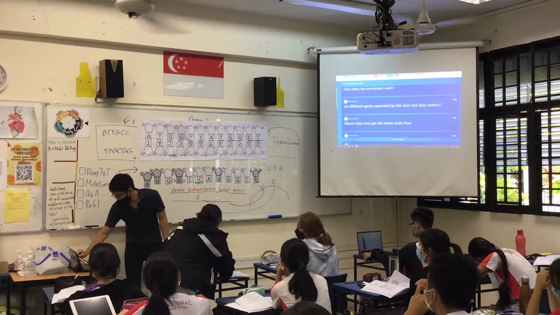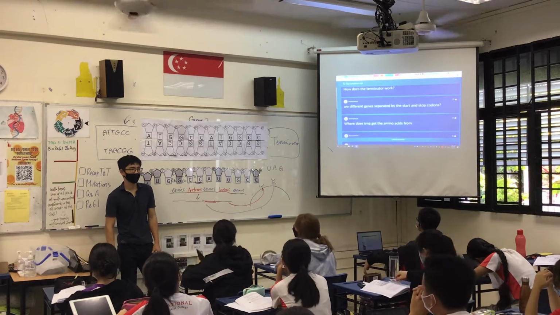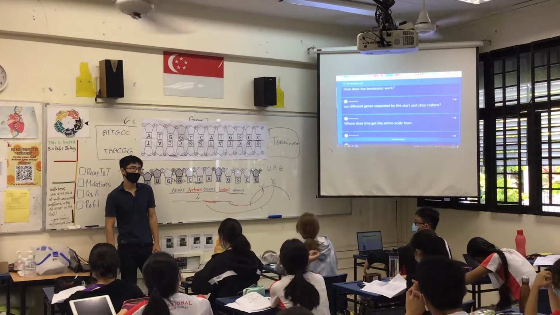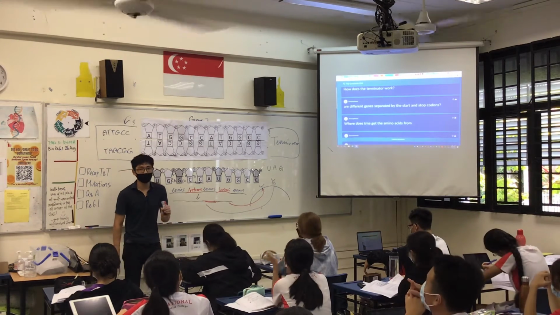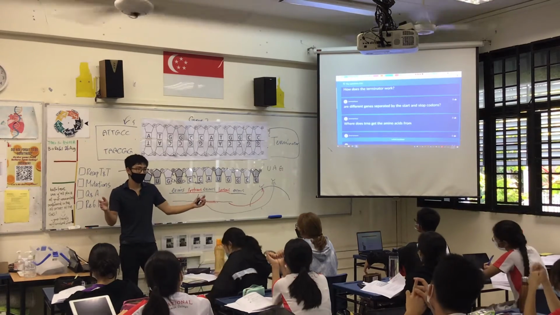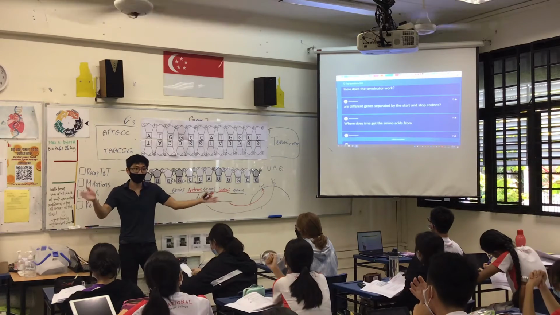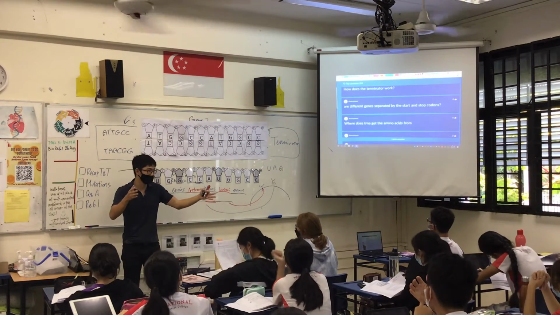Are different genes separated by start and stop codons? I think more accurate would be that it's separated first by promoters and terminators. So different genes should have different promoters and terminators separating them. Then within the promoter and terminator, you will find the start and stop.